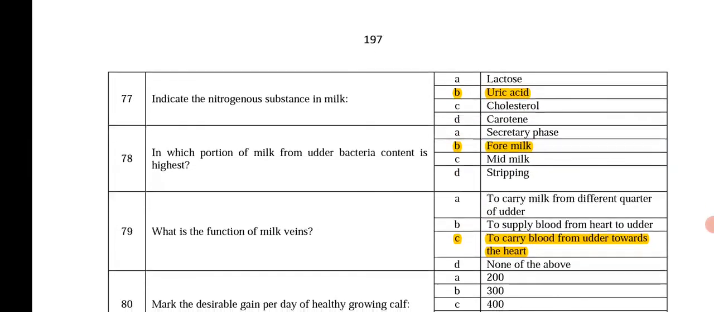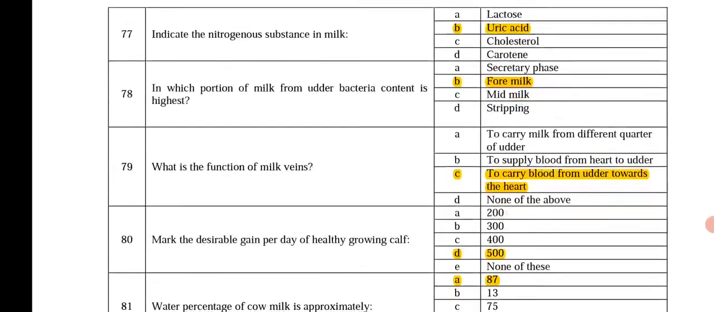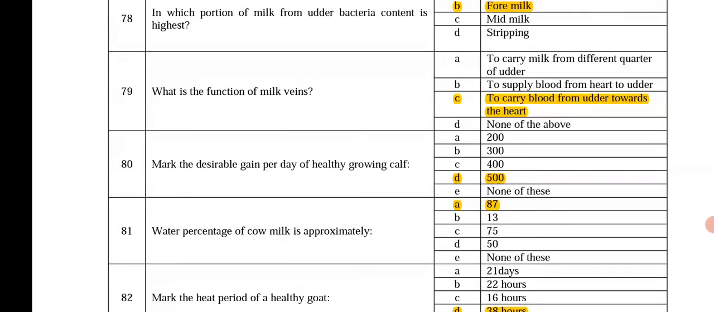Indicate the nitrogenous substance in milk. Uric acid. In which portion of the milk from udder is bacteria content highest? Foremilk. What is the function of milk veins? To carry blood from udder towards the heart.